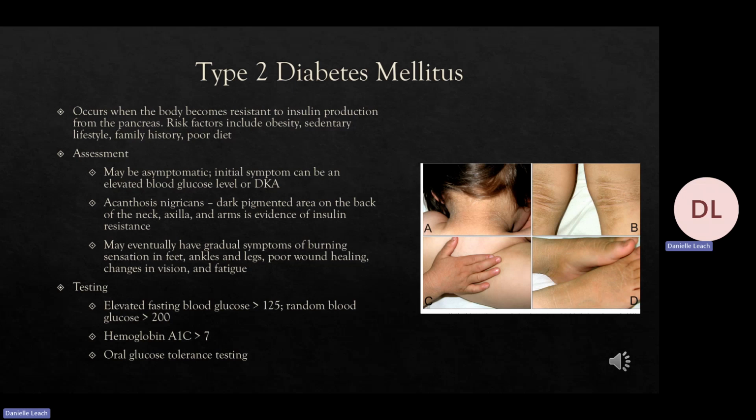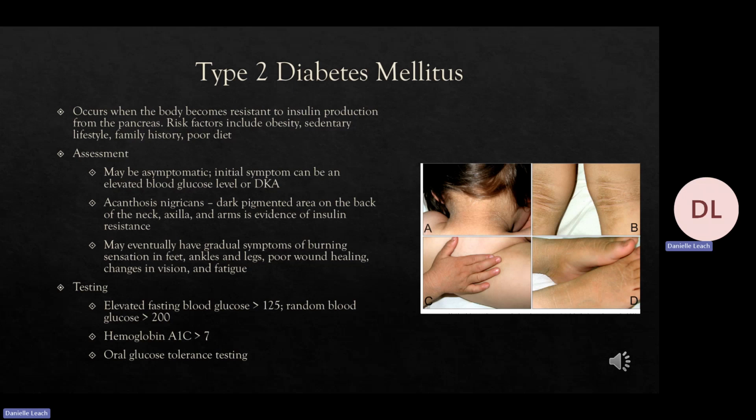diabetes have no symptoms, and the condition is sometimes diagnosed with routine well-check visits. But any child with a BMI more than the 85th percentile for weight and age should be monitored for early signs of type 2 diabetes because obesity is a key predisposing factor. They can also have something called acanthosis nigricans, which is a dark pigmented area on the back of the neck, the armpits, and the arms, and is evidence of insulin resistance.